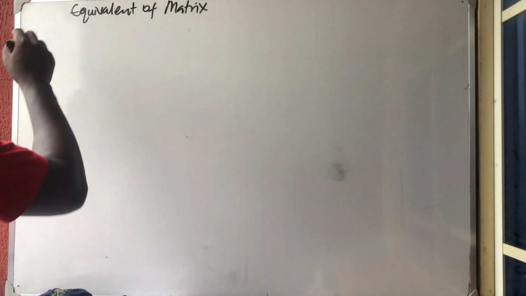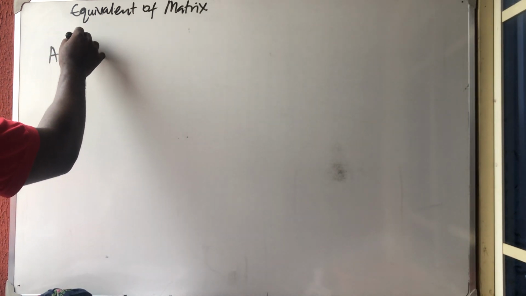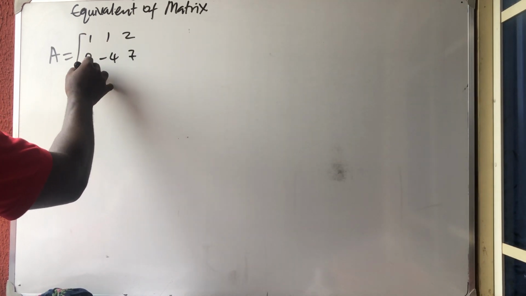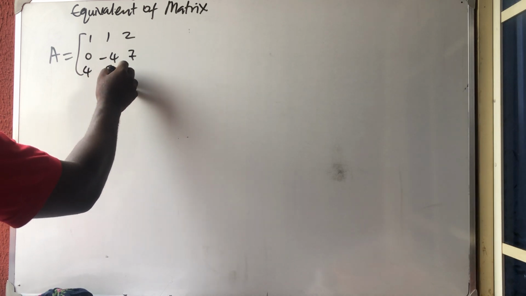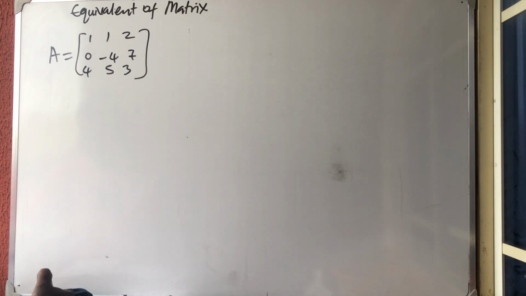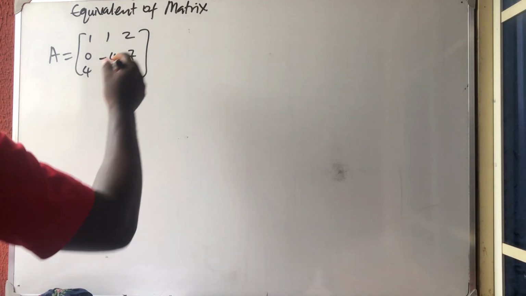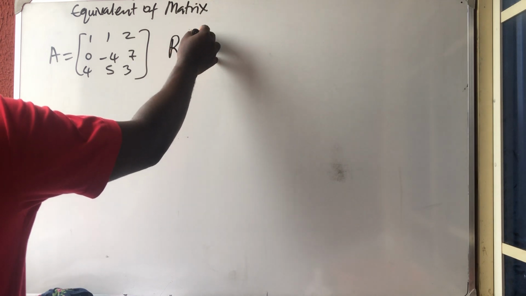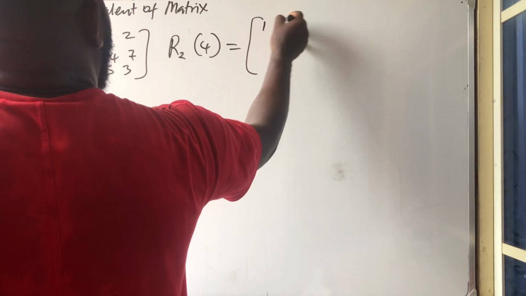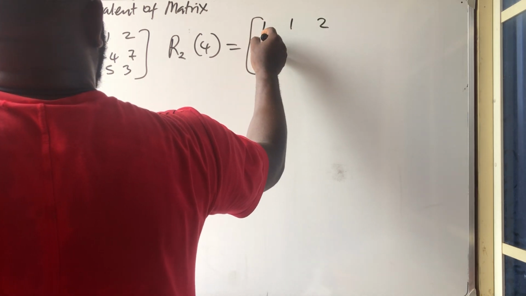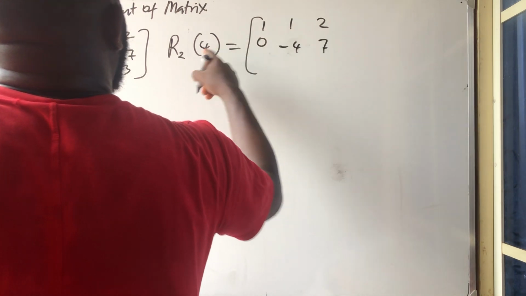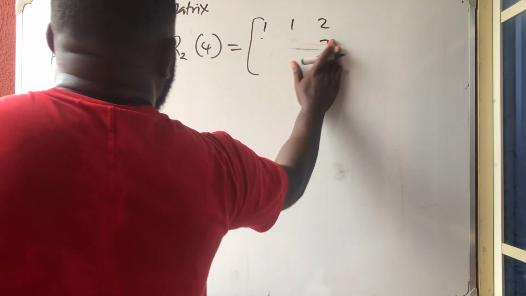For example, we say that matrix A is equal to 1 1 2, 0 minus 4 7, 4 5 3. Okay. Now we say that row 2 is being multiplied by 4. If we multiply row 2 by 4, what do we have? We have 1 1 2, 0 0 minus 4 7. Then multiply row 2 by 4.